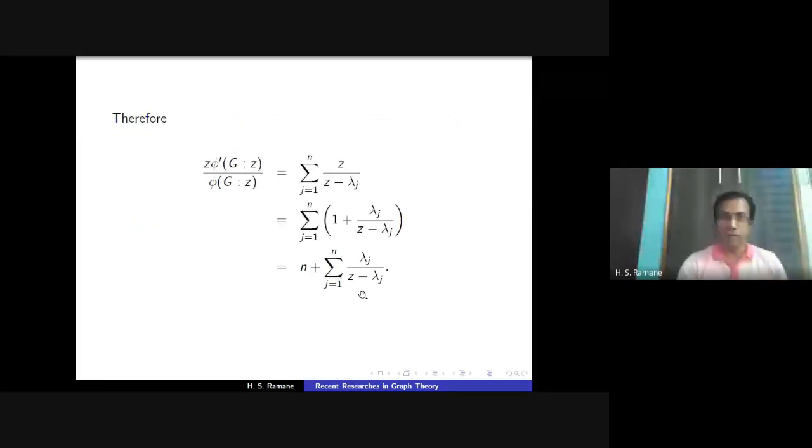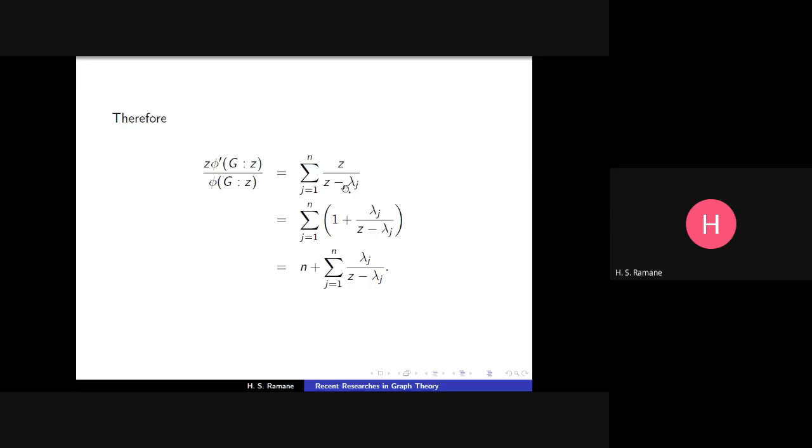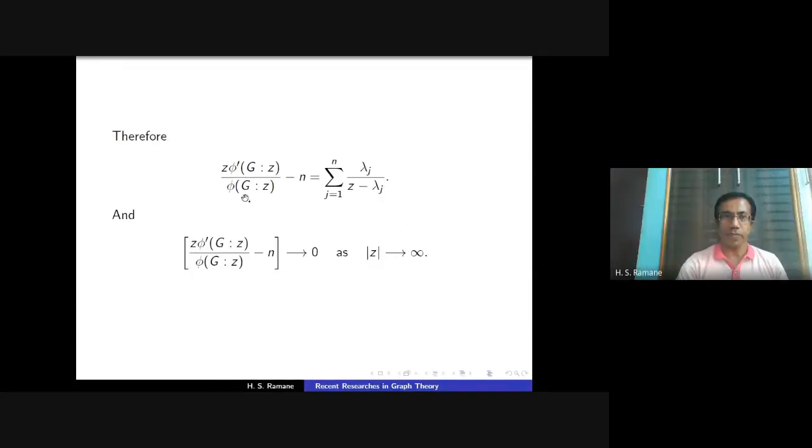From here, multiply both sides by z. You get the summation of z divided by z minus lambda j. This can be expressed as 1 plus lambda j divided by z minus lambda j. Then separate it: the summation of 1, n times, gives n, plus the summation of this quantity. Taking n to the other side, we get this. As mod z tends to infinity, this quantity tends to 0. So we know that z phi dash of z divided by phi of z is this one.